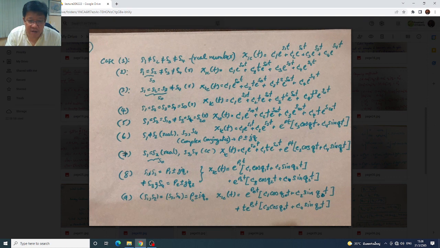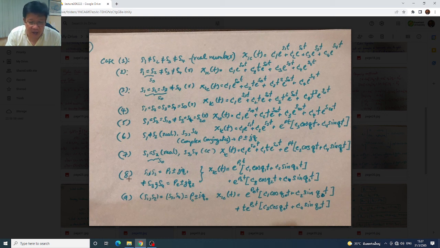The seventh case is also easy to guess, when the other two roots are real and equal. So you need to use the repeated root formula for the complementary solution here, and for this one you need the formula for the complex conjugate. CC is an abbreviation of complex conjugate.